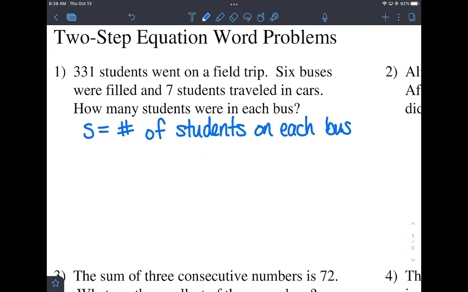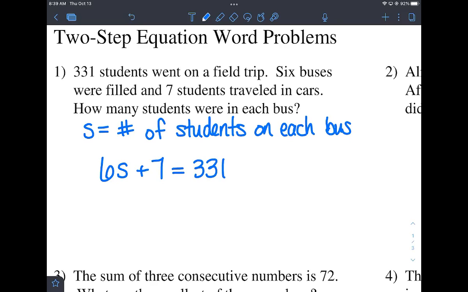All right. So there were 6 buses that went. We don't know how many students were on each bus. That's what S stands for, but I know there were 6 buses. So 6 times S. 6 times however many students can fit on a bus. That's 6 full bus loads of students. Did students only travel by bus? No, there were some that traveled by car. How many? 7. So 7 more, and that expression represents all the people that went on the field trip. And how many people went on the field trip? 331. So that's equal to 331. That's our equation. 6 busloads of students plus 7 more equals 331.